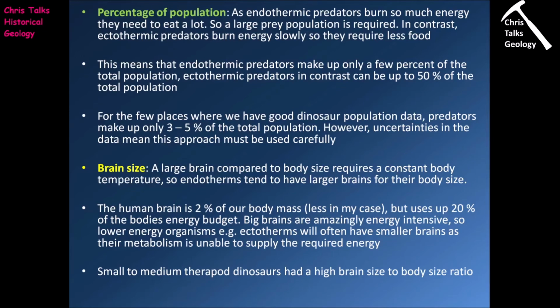So when we look at the small to medium theropod dinosaurs, one thing we notice is they have a very high brain size to body size ratio. Their brains are very large when you compare them to their bodies. And so this is another indicator that might suggest that these small to medium theropod dinosaurs were warm-blooded, because the brain size would suggest that they have a very high energy requirement, and so being warm-blooded would help them to satisfy that need.